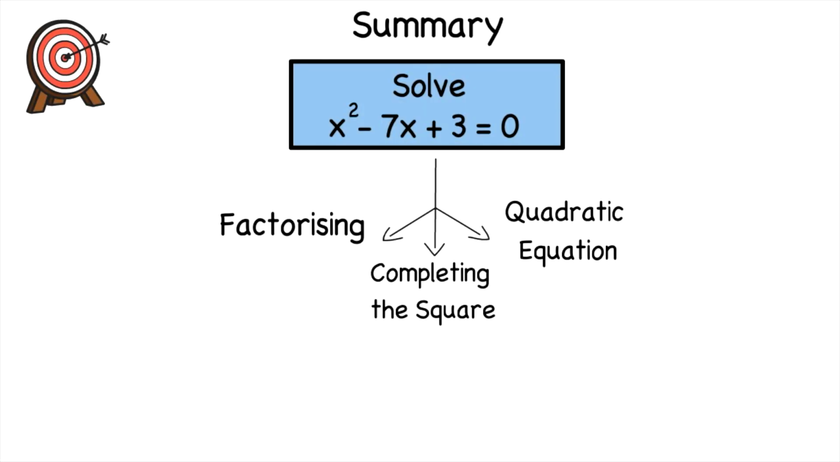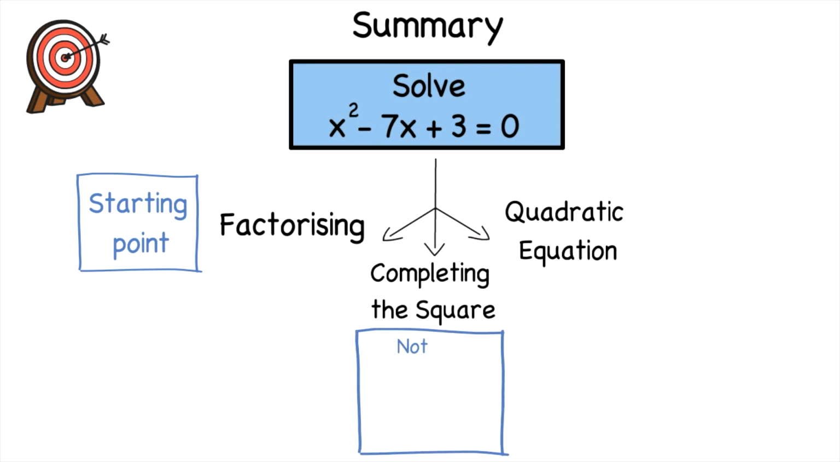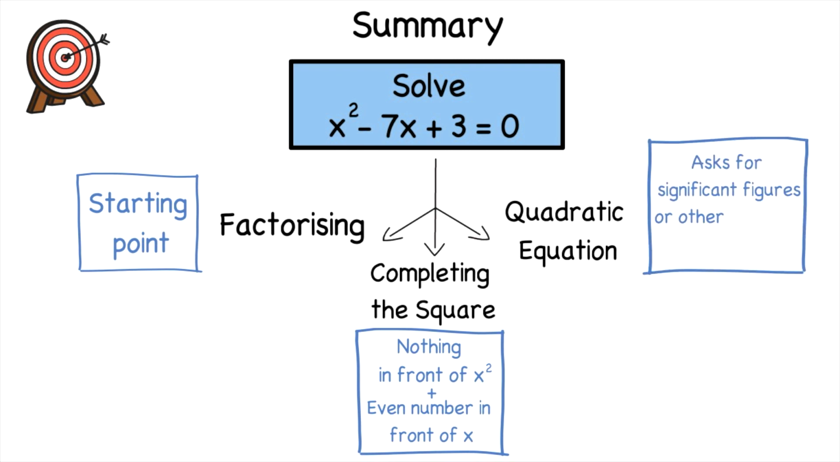Okay, so in summary, if you are asked to solve a quadratic equation, you should always try and factorise before anything else. If this doesn't work, complete the square if there is nothing in front of your x squared and the number in front of your x is even. If neither of these methods are appropriate, then use the quadratic equation.